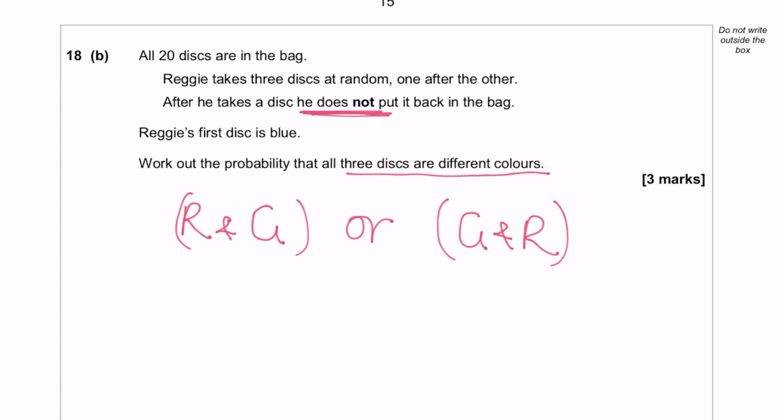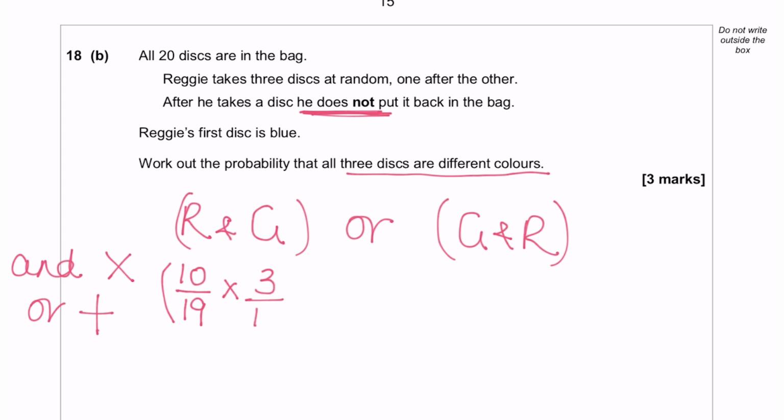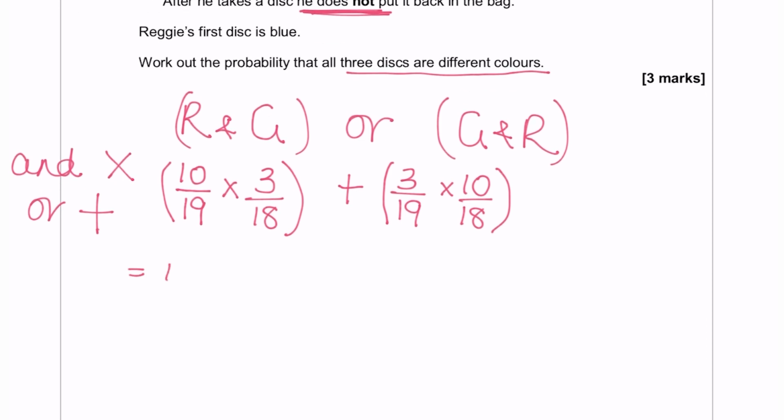Okay, so this is the rule I want you to remember. When we're dealing with trees, and means times, or means plus. Remember red was 10, but he's already taken one out. He's taken that blue one out, so there's not 20 in there anymore. There's only 19. And green, there were 3 greens, and he's taken another one out, so now there's 18. Plus green then red, 3 out of 19 times 10 out of 18. You can put that in your calculator with your fraction button and the brackets all in one go, and you get 10 out of 57.